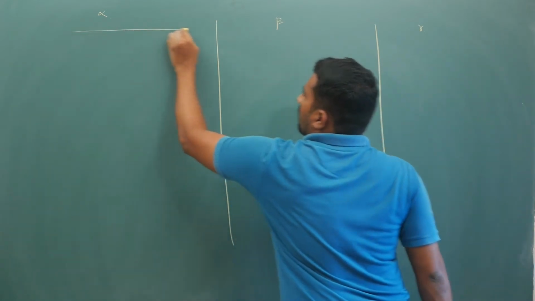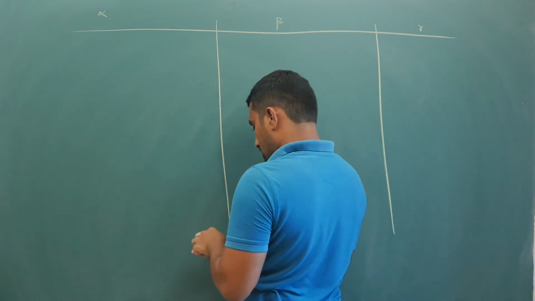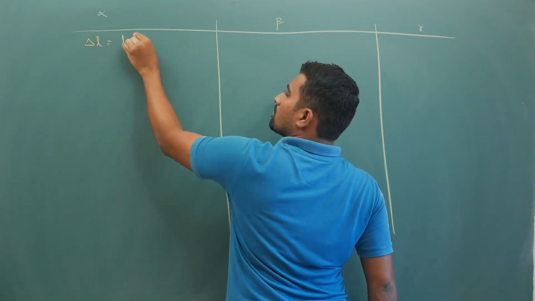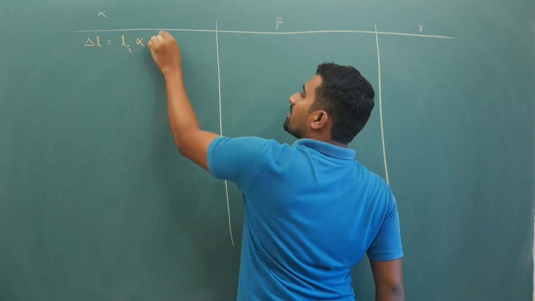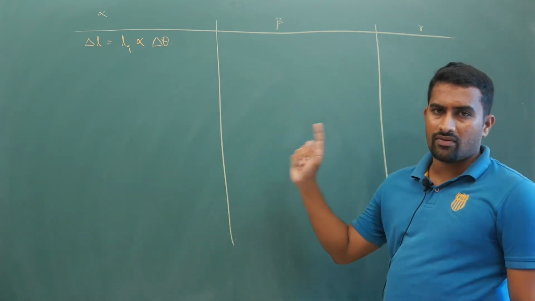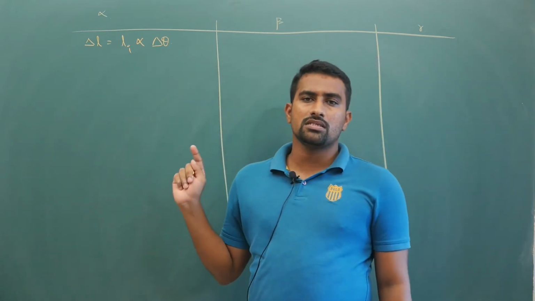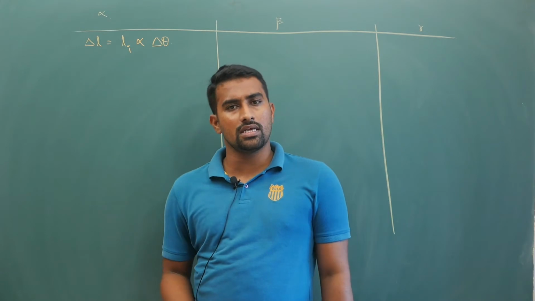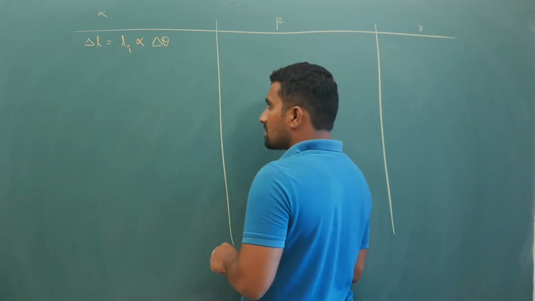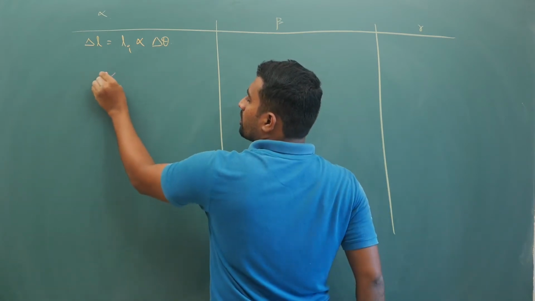Now observe carefully. I have written the expression delta L is equal to L initial into alpha into delta theta. I have not talked about alpha yet. I have just told that alpha is the temperature coefficient of linear expansion. Now look at this alpha. I can define this alpha in two ways.